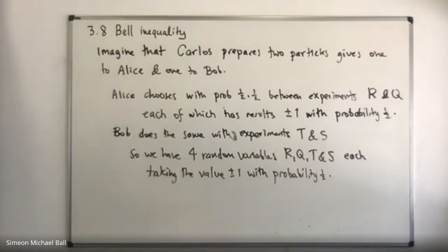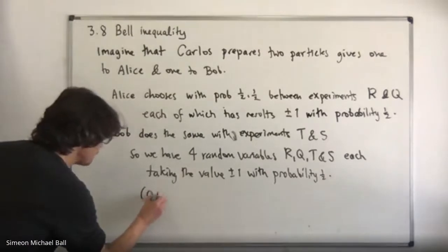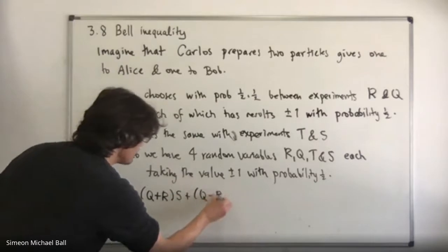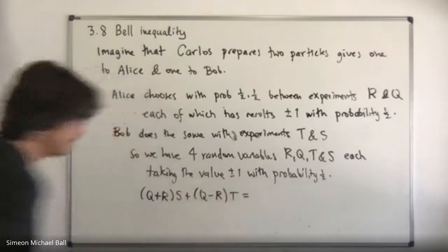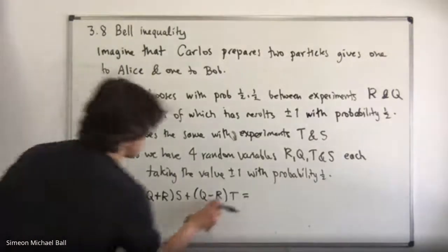Now, and this is the clever bit, what are the possible values for QS plus RS plus RT minus QT? Here I put R minus Q, but I don't think it makes any difference. Well, let's put R minus Q because otherwise later it will go.